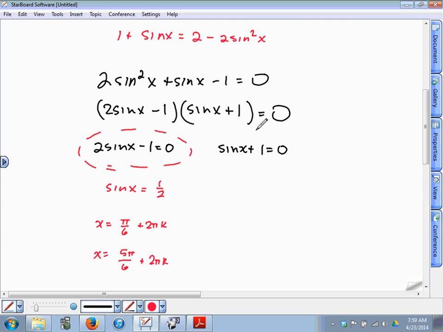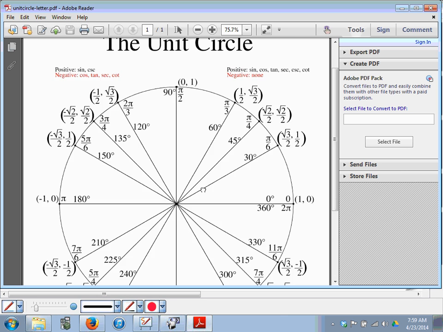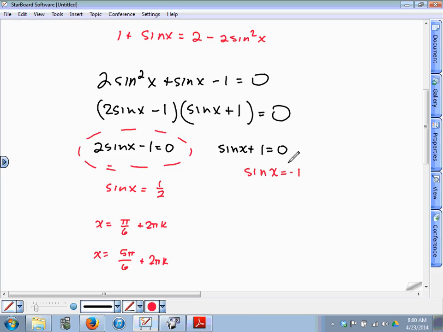Alright. Other one, sine x plus 1 equals 0. Obviously we're going to subtract 1. We're going to get sine x equals negative 1. So to the unit circle. Yeah, we need to find an angle whose y value is negative 1. That actually only happens once on the unit circle. We have a y value of negative 1 all the way down here at 3 pi halves. So for this piece of it, x equals 3 pi halves plus 2 pi k.